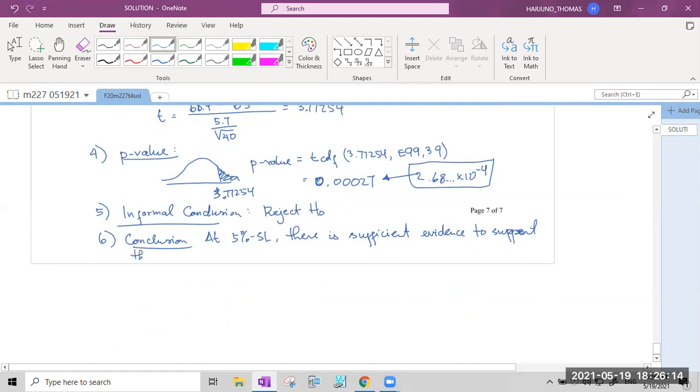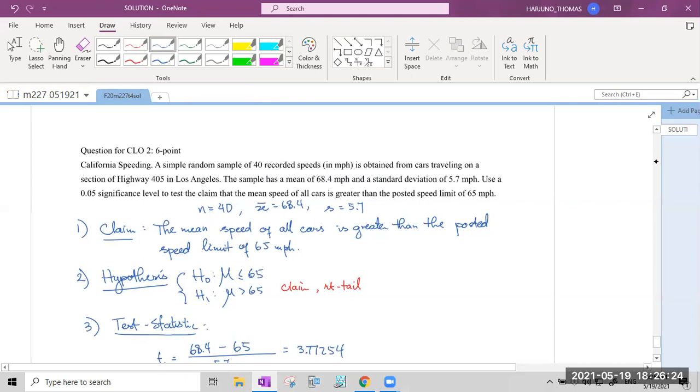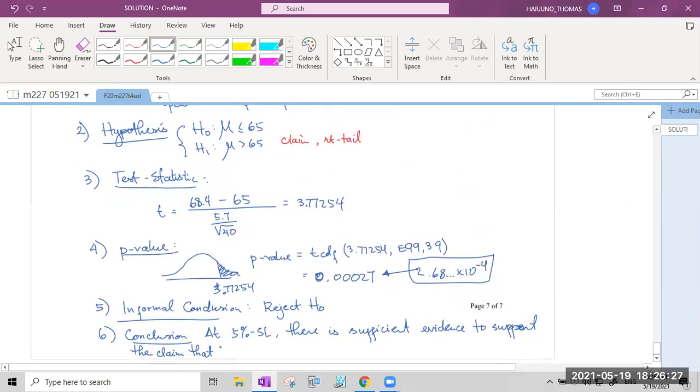that the mean speed of all cars is greater than the posted speed limit of 65 miles per hour.